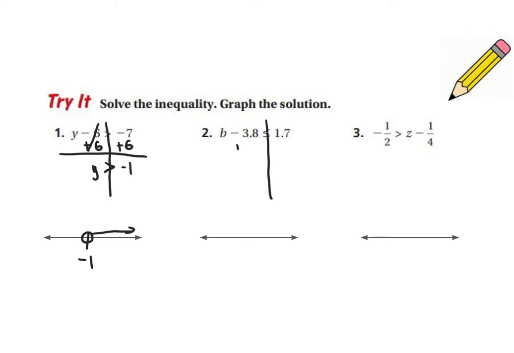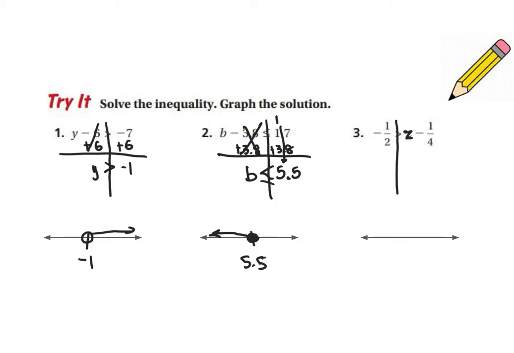For number 2, we're going to add 3.8 to both sides. Opposites cancel, leaving you with b is less than or equal to. 7 and 5 is 15. 3, 1, and 1 is 5, and you bring your decimal point straight down. 5.5 is our value. Our circle will be filled in because b is less than or equal to 5.5. For number 3, we want to get z by itself, so we're going to add 1/4 to both sides.